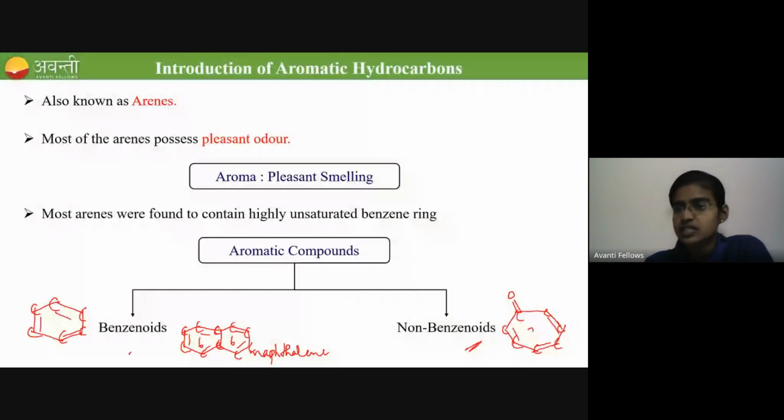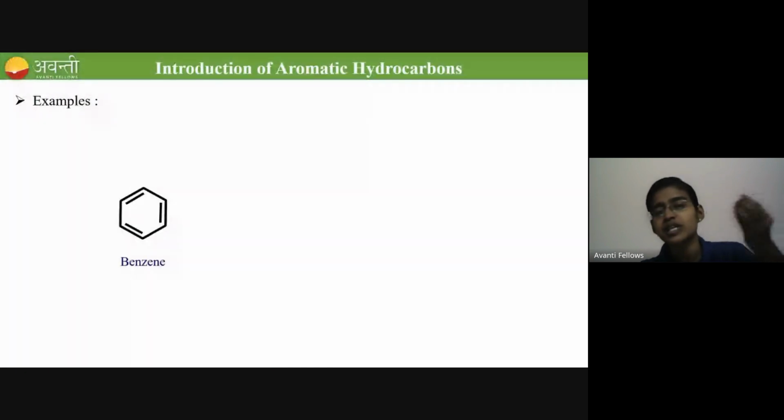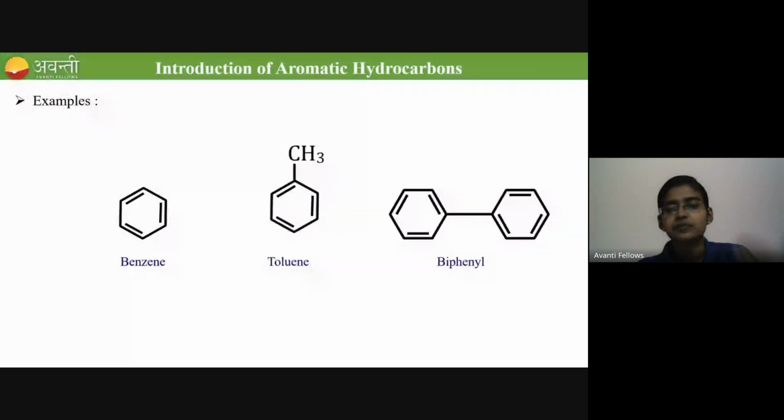Is this clear for all? Okay. So I'll show you some examples also. First, a very important example is benzene. And if I am substituting any group, like methyl, NH2, onto this benzene, then also it is called a benzene compound. It is also an example of an aromatic compound. Now, if I substitute a methyl group, it is called toluene.